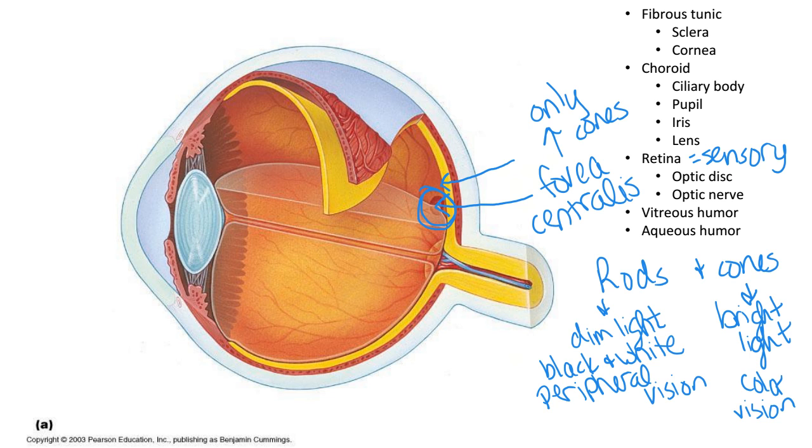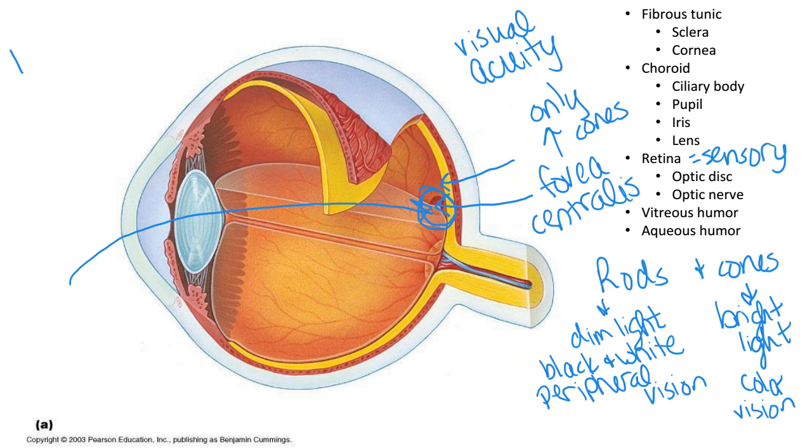And so since it only has cones, it is where we get a really high level of visual acuity, meaning this is where we get our sharpest vision, our highest visual acuity. If I can get the light to come in and focus right here on this fovea centralis, that's the best picture that I'm going to get.